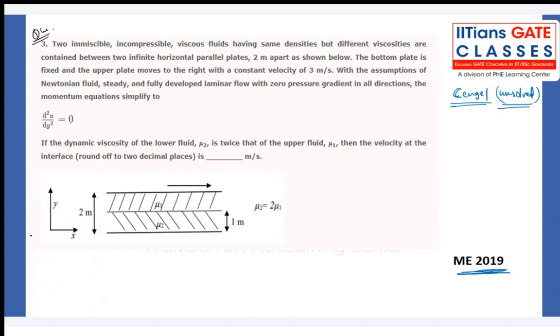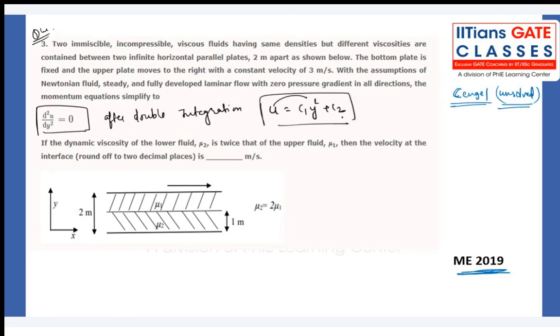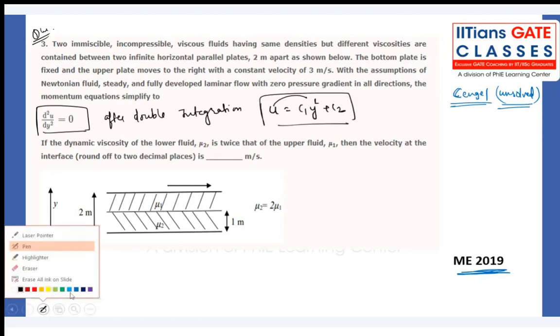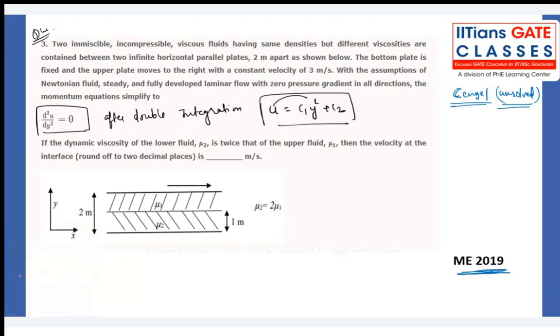So what is the meaning of this? When I do the double integration, after double integration, I will get u is equal to c1y plus c2. That means u will be varying linearly. That is what they want to tell us. Now, when u is varying linearly, my dear friend, how will the velocity profile be for that?